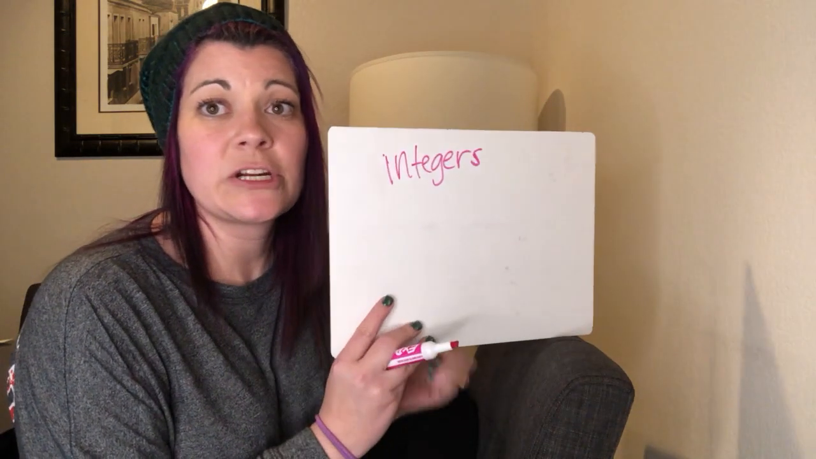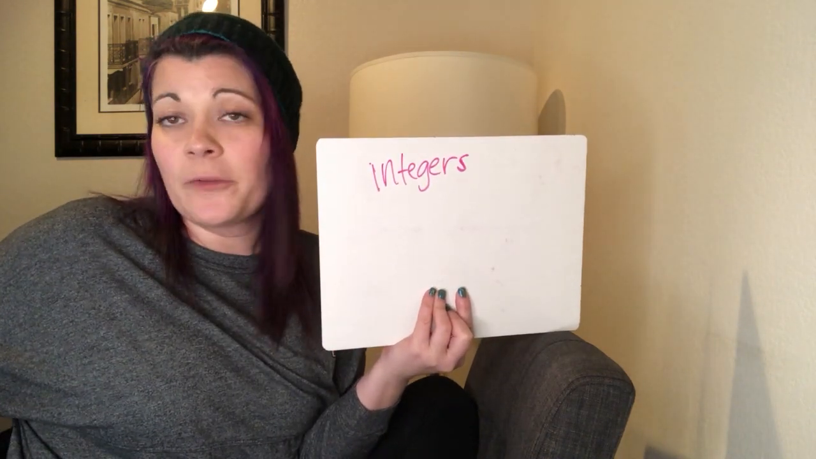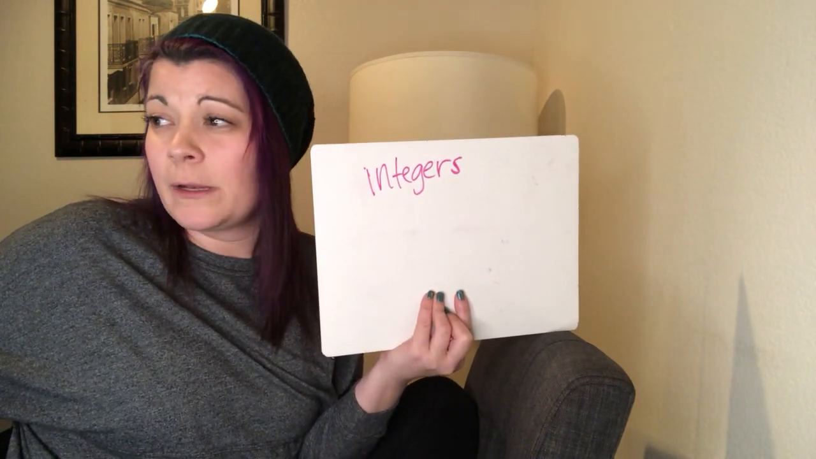So rational numbers, we're going to talk about integers. Integers are positive and negative whole numbers. That's a vocabulary word that we want to do here.